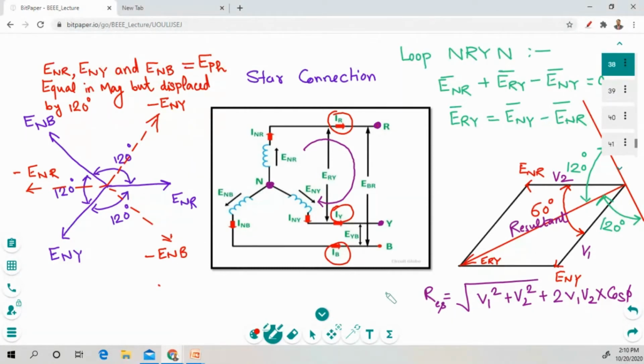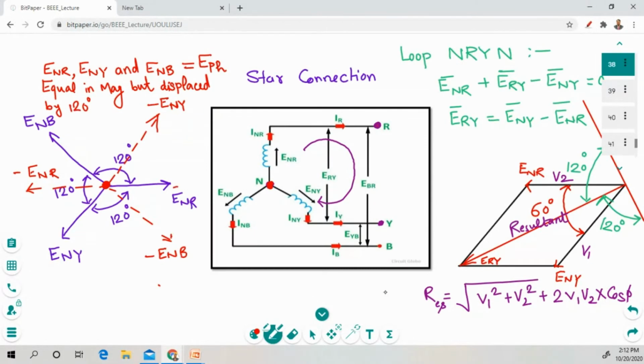Now line voltages. The voltage between the red point and the blue point we have represented as ERB. That is called line voltage 1. Next is the voltage between R and Y. This is the second voltage. The third voltage is EYB, the voltage between the points Y and B. So all these voltages are called line voltages, and all these currents in the line branches are called line currents.